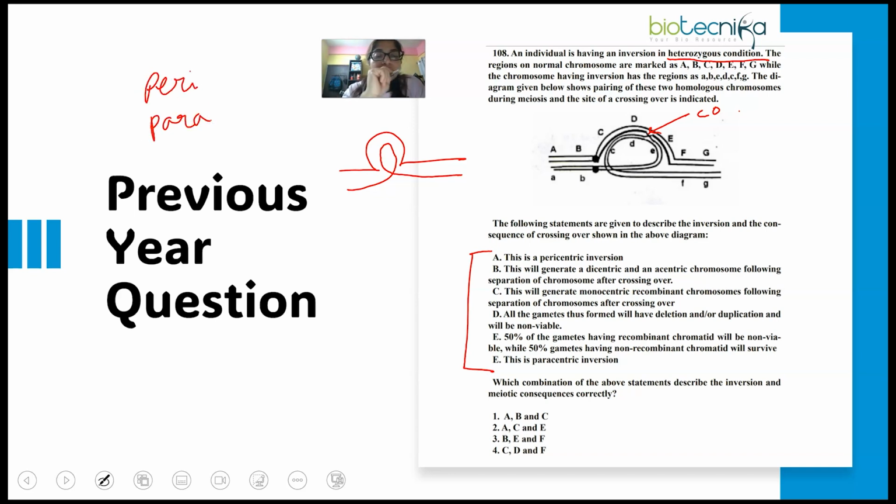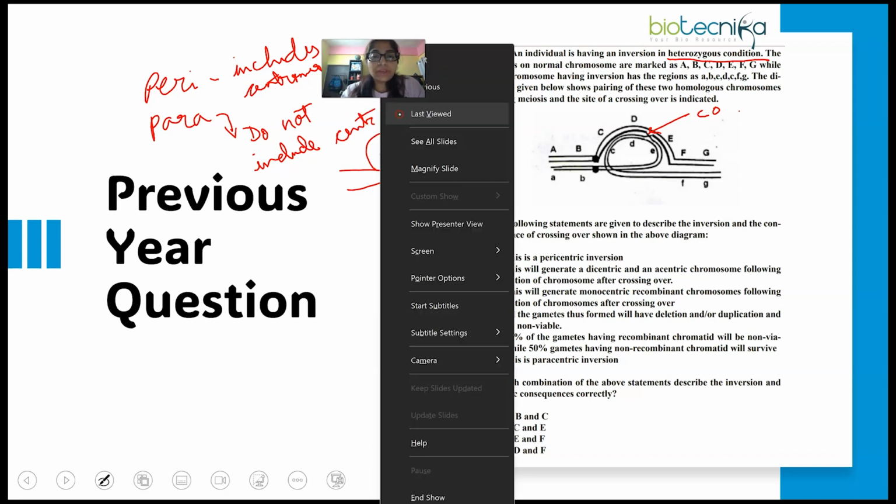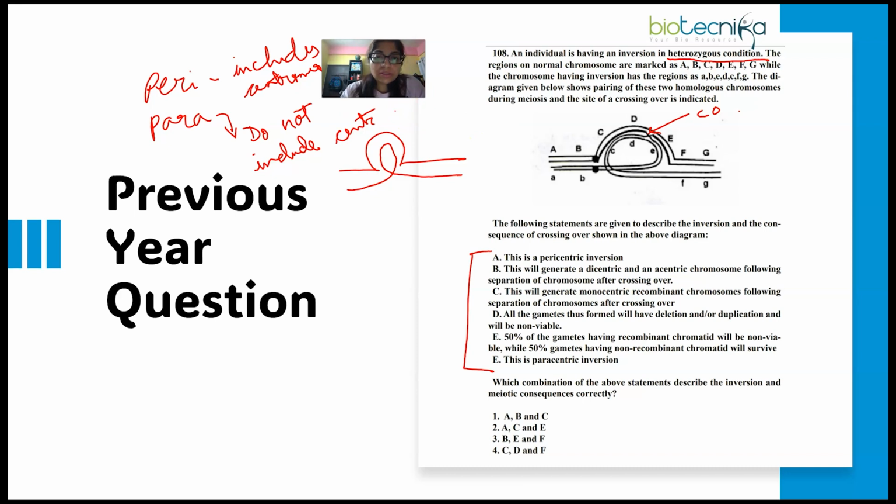Pericentric inversions are those inversions which include the centromere, so the inverted segment will include the centromere. Paracentric inversions do not include the centromere. Now we just have to find out whether this particular inversion is pericentric or paracentric.